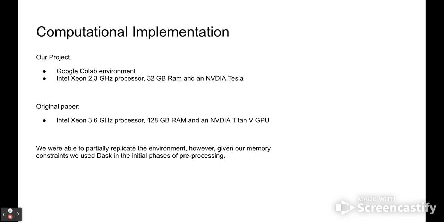Next, I'll be going over the model architecture. Our computational implementation is here. For our project, we use the Google Colab environment. As you can see, we were able to partially replicate the environment. However, given our memory constraints, we did use Dask in the initial phases of pre-processing.